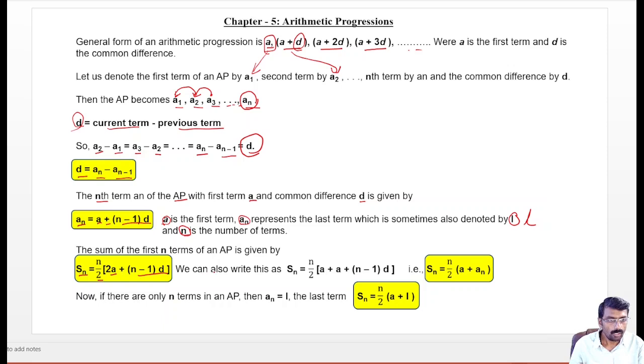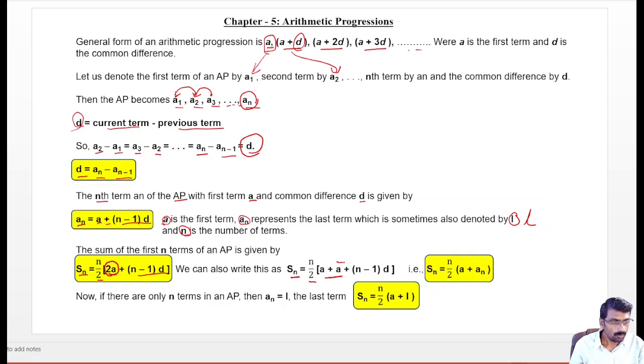We can also write this formula as Sn is equal to n by 2 into a plus a. Here we have 2a in this formula, so 2a can be written as a plus a, followed by the same formula, plus n minus 1 d.